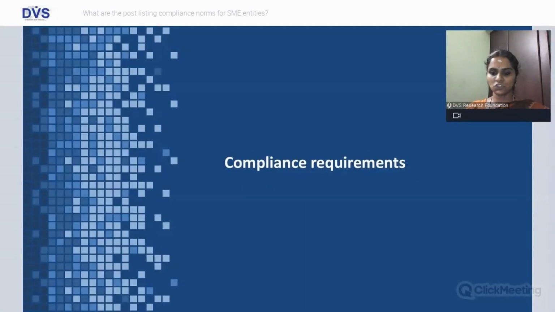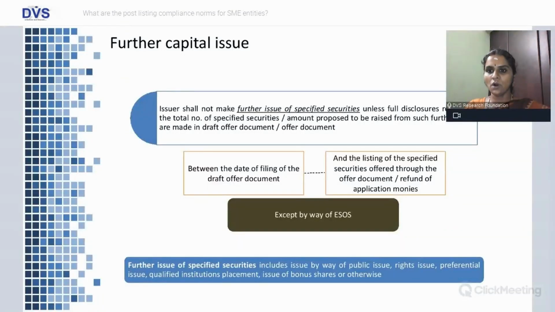First, the further issue. Further issue, how it can happen when there is this SME listing in place. Is it possible? Yes, it is possible, provided you make relevant disclosures in your offer document. That is, from the date of listing to this particular issue, except in case of ESOS, that is your employee stock option, there is no such additional disclosure required, because employee stock option is something which is going to be a regular event in case of listed entities, and hence that is excluded from this particular ambit.